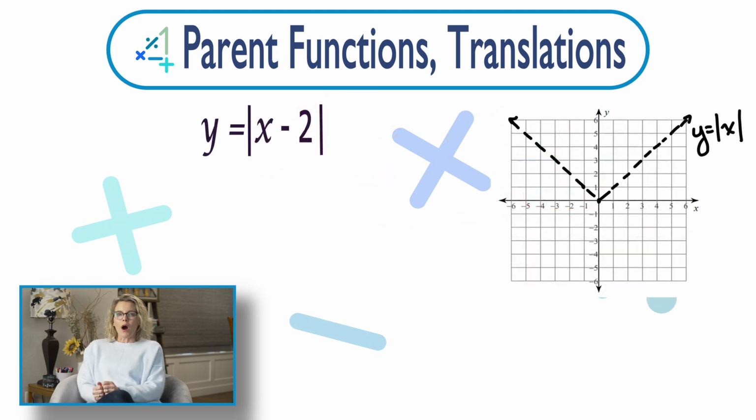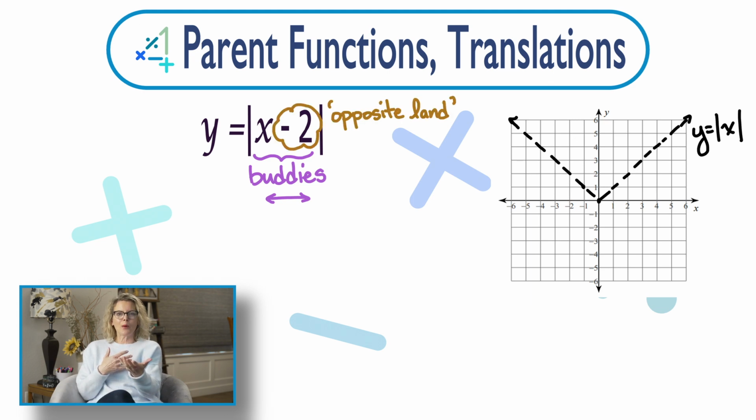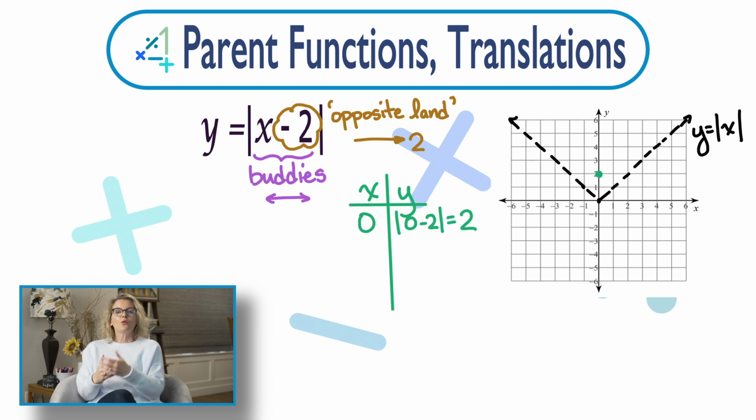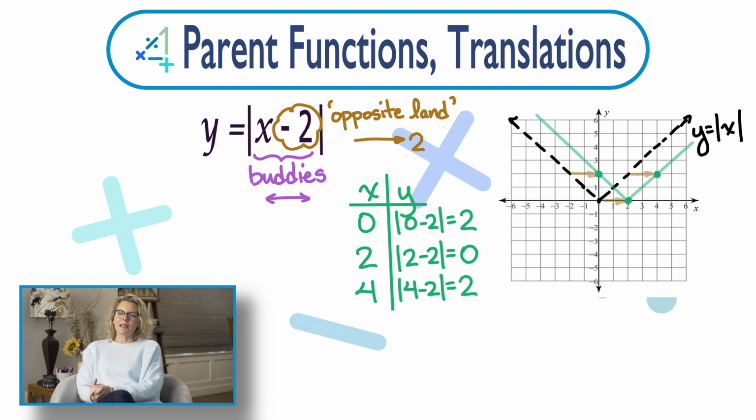Here's another one. y equals the absolute value of x minus 2. We know that we have a horizontal translation because the 2 is hanging out with the x, so it will move side to side. There's a -2, and x is in opposite land, so that -2 will move the function 2 forwards, or to the right. I'll quickly show you with a few points how it works. For this function, when x equals 0, y equals the absolute value of -2, which is positive 2. When x equals 2, y equals 0, and when x equals 4, y equals 2. You can see that my V parent function did indeed move forward too.